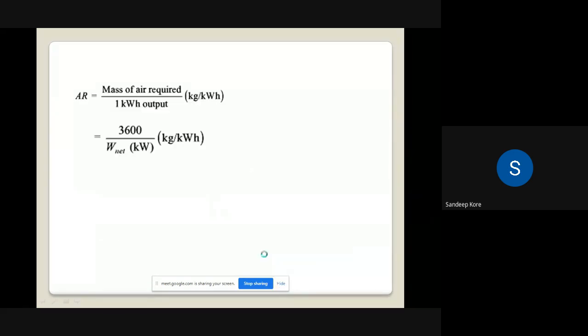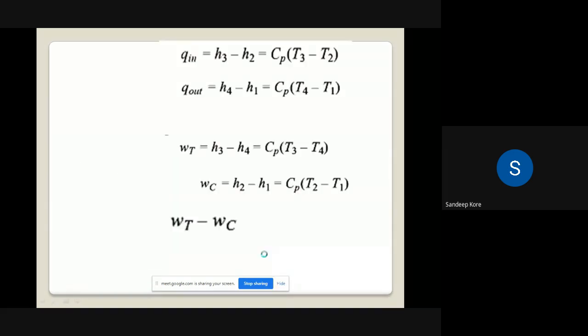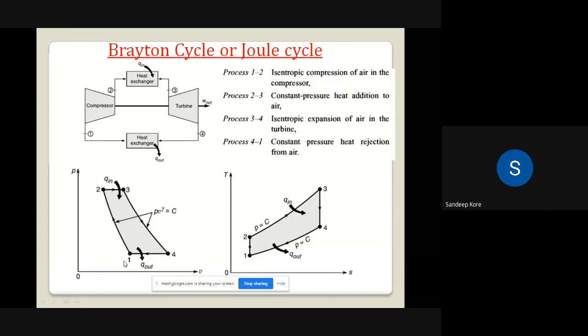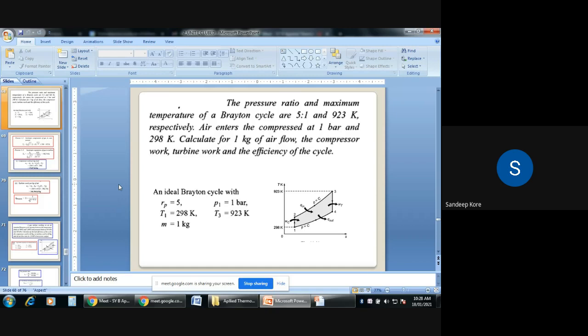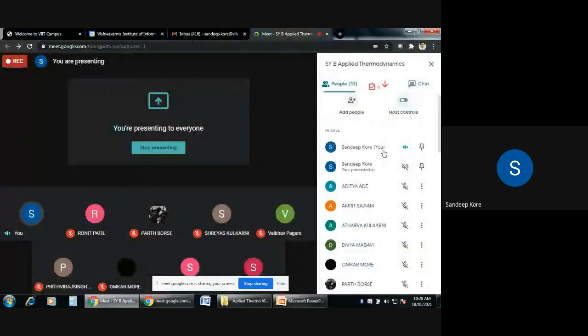Okay, I will go to the PV diagram. So from the PV diagram, how do we get T2? 1 to 2 is the isentropic compression process. So T1, yes, and how to get T2?